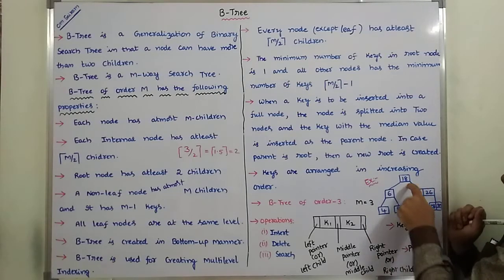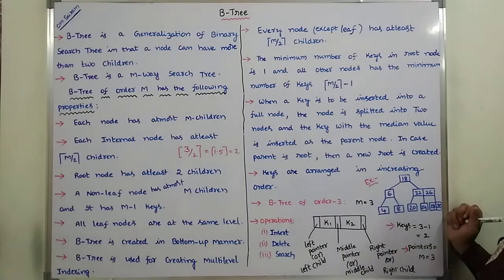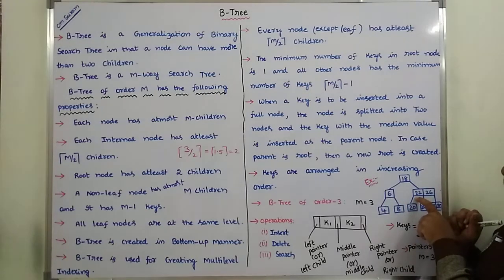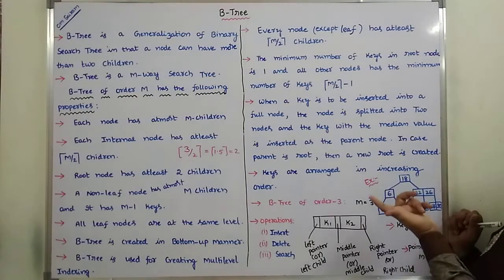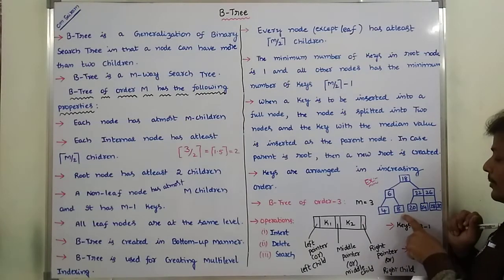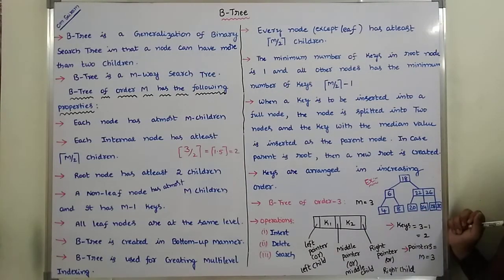It's satisfied. All other nodes have the minimum number of keys 1. So this node contains one key. This node contains two keys minimum, it may contain two keys or three keys. This node contains one key. This node contains one key. This node contains one key. This node contains one key, and this node contains two keys.